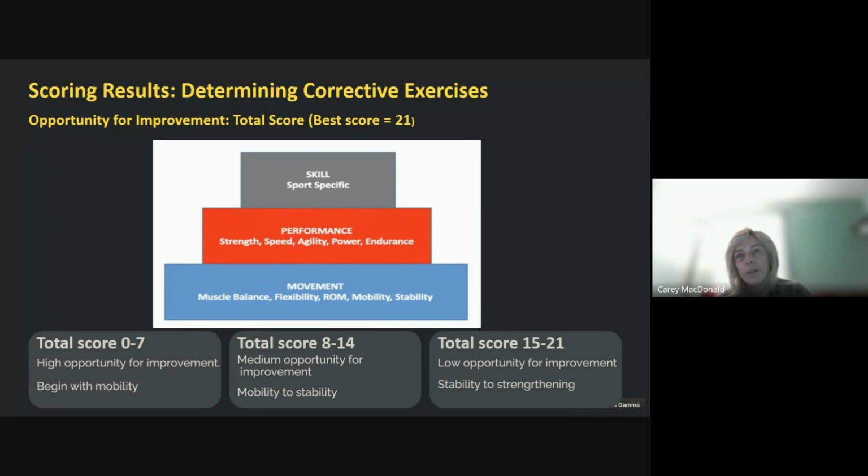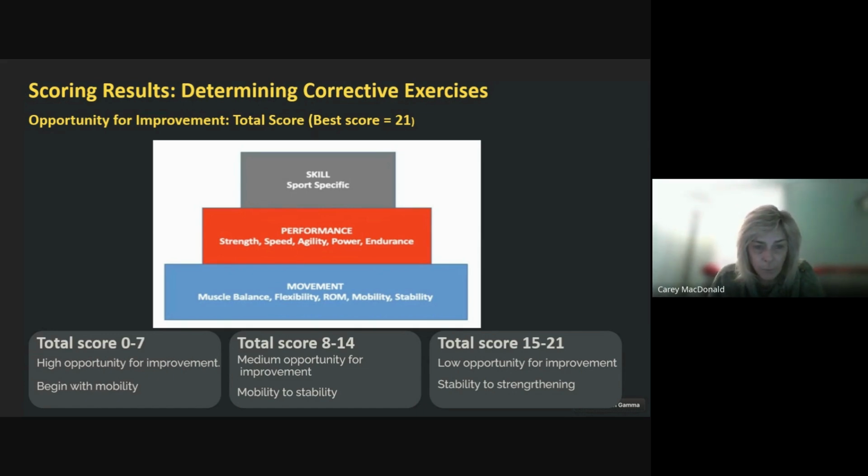And we're not necessarily getting into sport specific with our industrial athletes, but we could be, because a lot of the people that we did screens on were pickleball players or golf players. So they were trying to improve their overall skill.